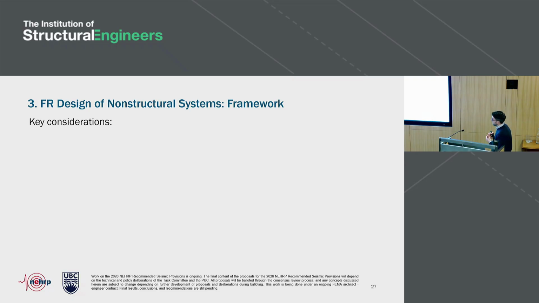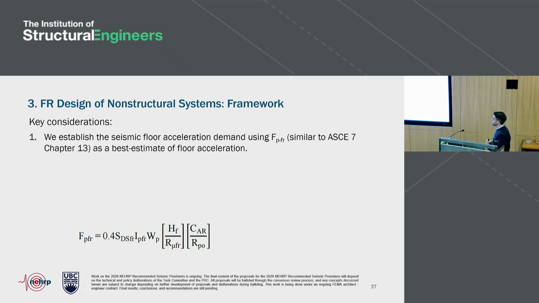What are key elements that you're going to find in these provisions when it comes to non-structural system design? The first one is that we're introducing this seismic floor acceleration demand, and we're deriving this using FPFR. FPFR is similar to what you find in ASCE 7 Chapter 13, which relates to the design of non-structural components, and it gives you an estimate of the force that component needs to be designed for. So from that equation, adjusted for functional recovery terms, we then derive this floor acceleration demand. And the idea is, if you're designing for functional recovery, you need to make sure your non-structural components, both drift and acceleration sensitive, can withstand these demands. So that's the first thing.